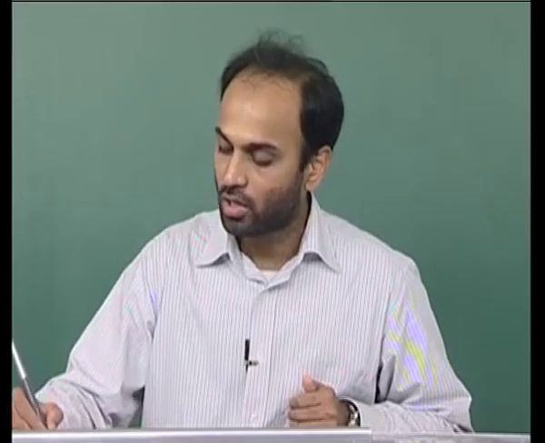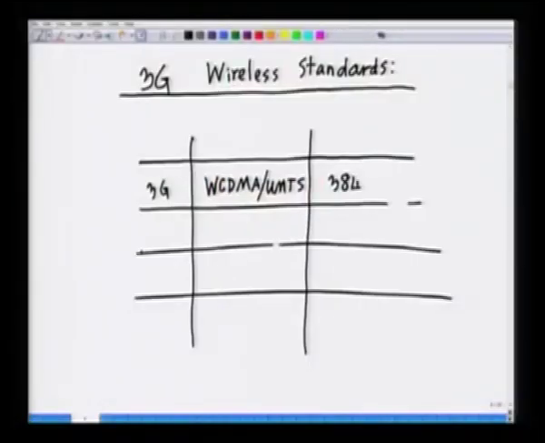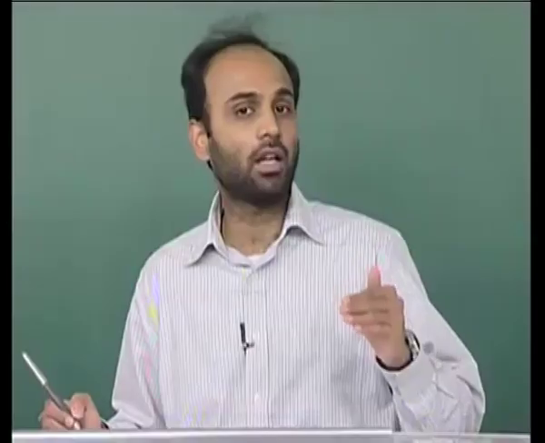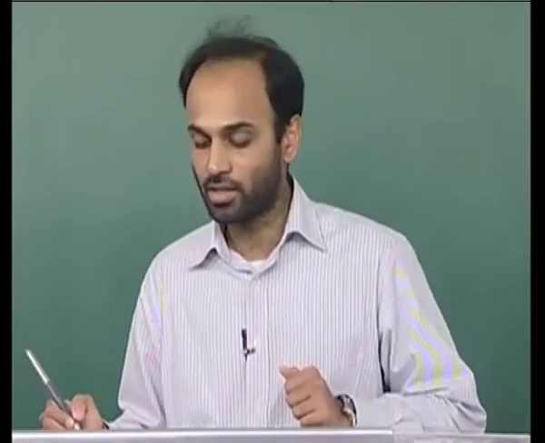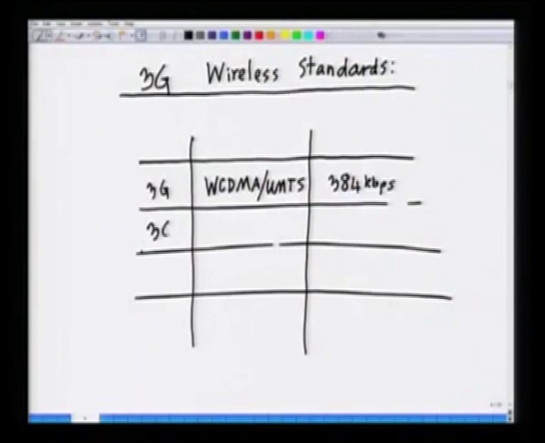WCDMA has a data rate around 384 kilobits per second. As you can see, this has a higher data rate compared to GSM and GPRS, which are data rates around 10 kilobits per second for voice call to 50 kilobits per second for packet or internet access. Another competing 3G standard is CDMA 2000. This also has a data rate of 384 kilobits per second.